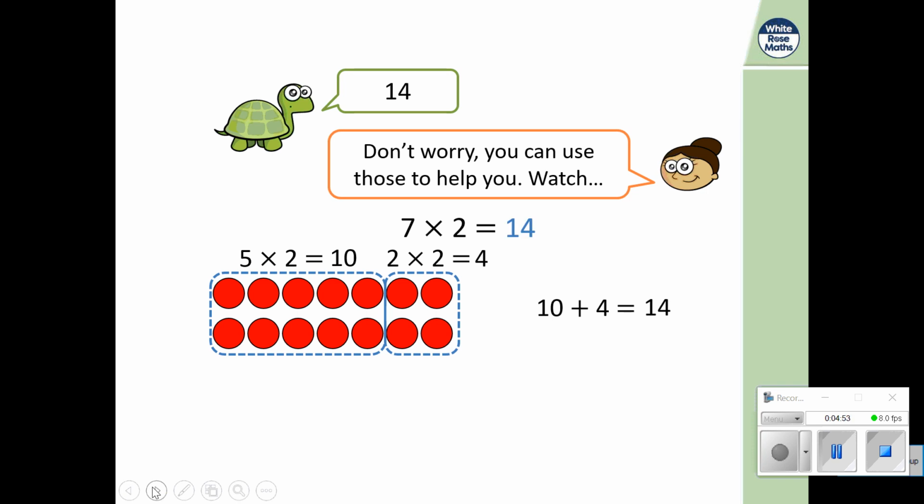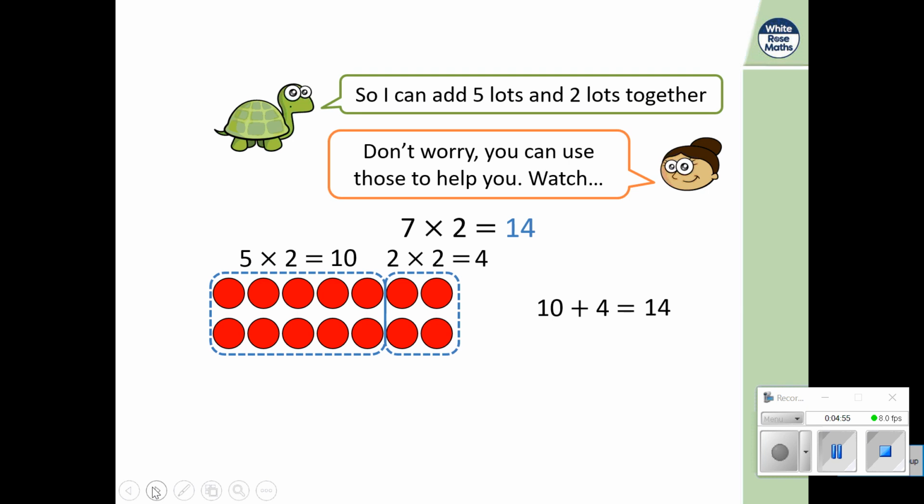As easy as that. Okay, so I can add lots of 5 lots and 2 lots together. Yes, you're right, Mr. Turtle, aren't you clever?